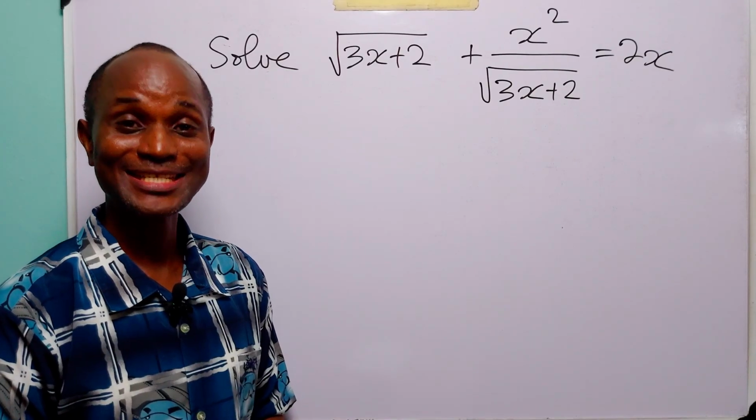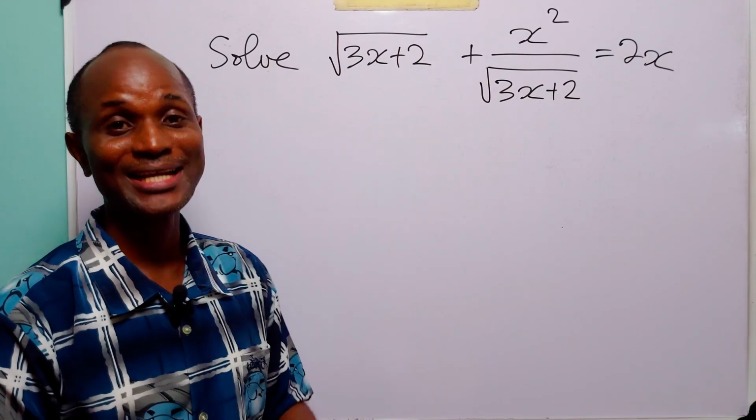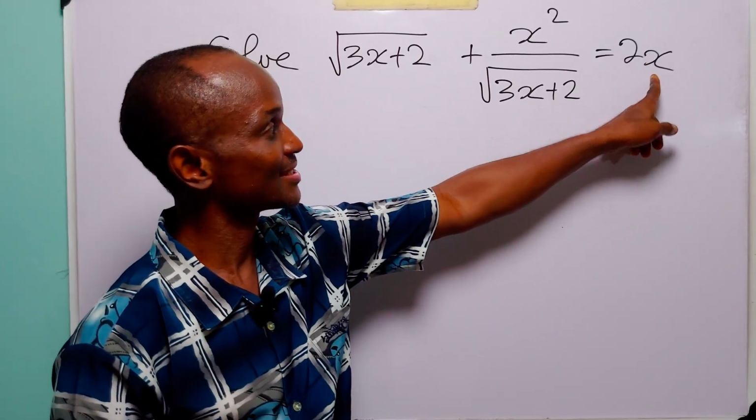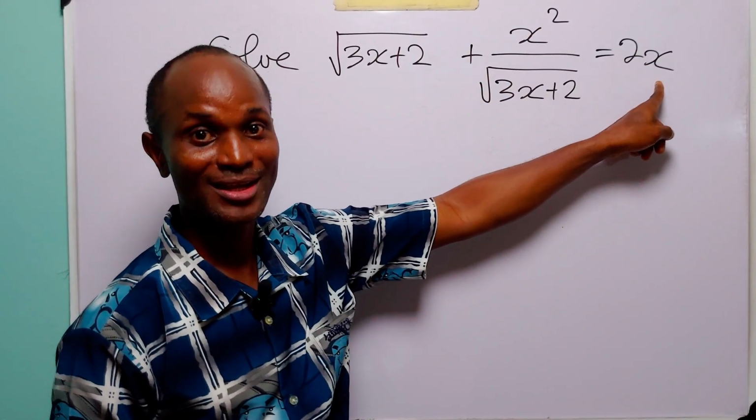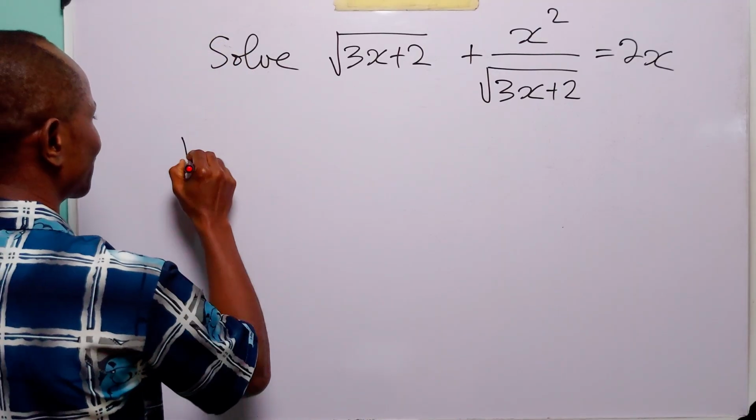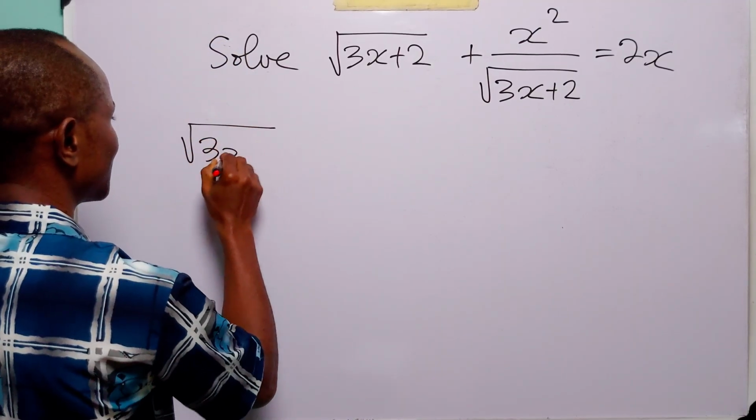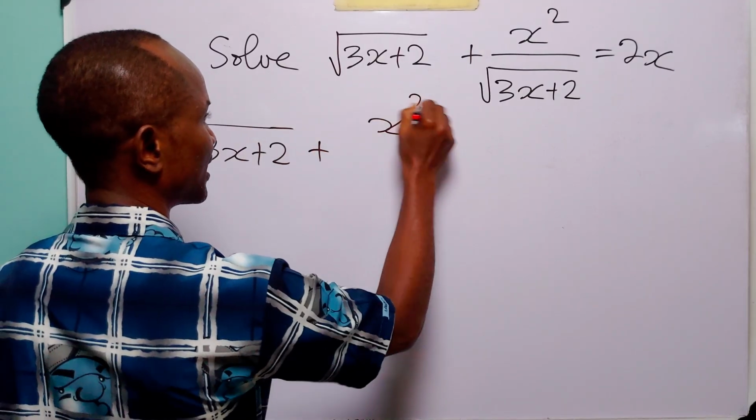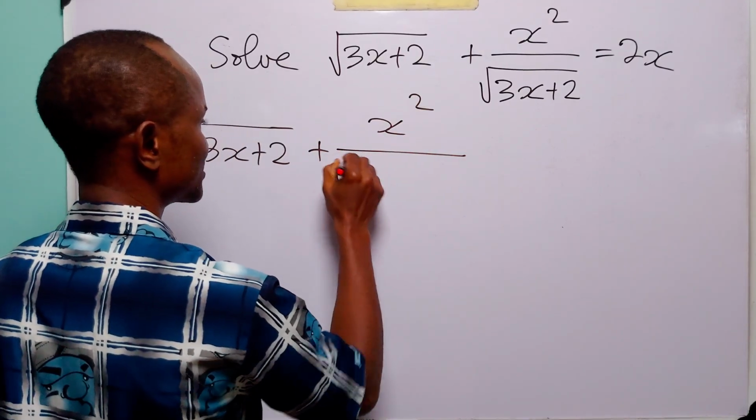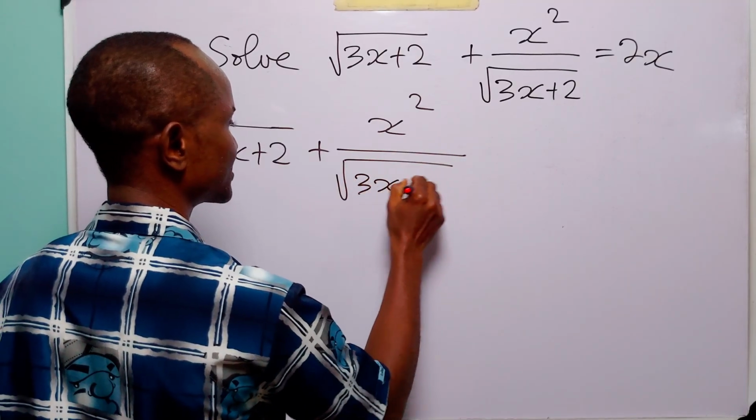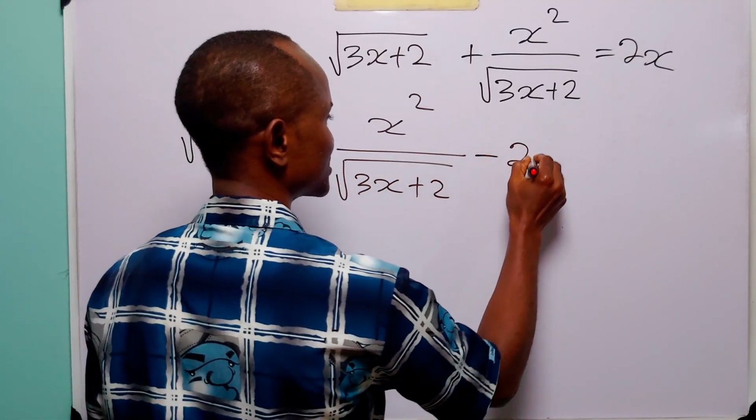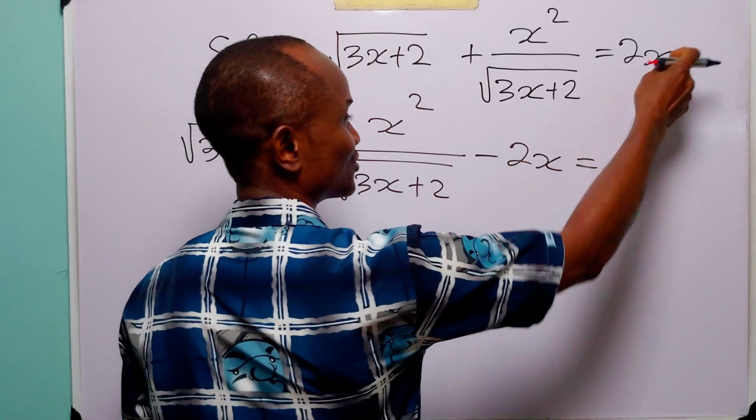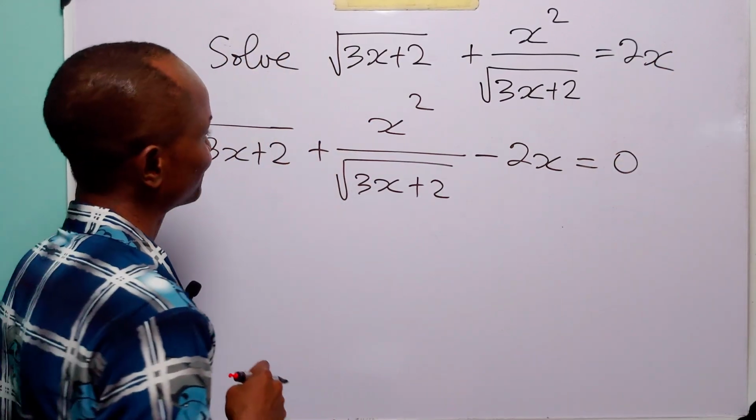Hello and welcome. In this math tutorial, our task is to solve the algebraic equation on the board. To do this, we are going to start by subtracting 2x from both sides of this equation. When we do that, we have the square root of 3x plus 2 plus x squared over the square root of 3x plus 2 minus 2x is equal to 0. Of course, you know that 2x minus 2x is equal to 0.